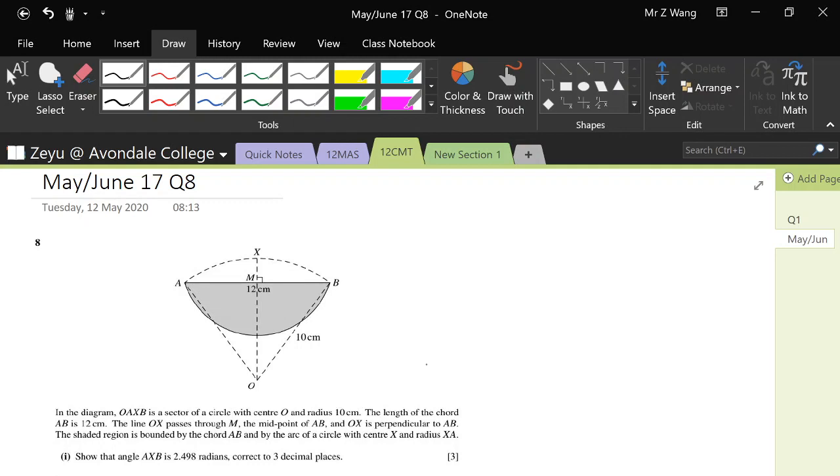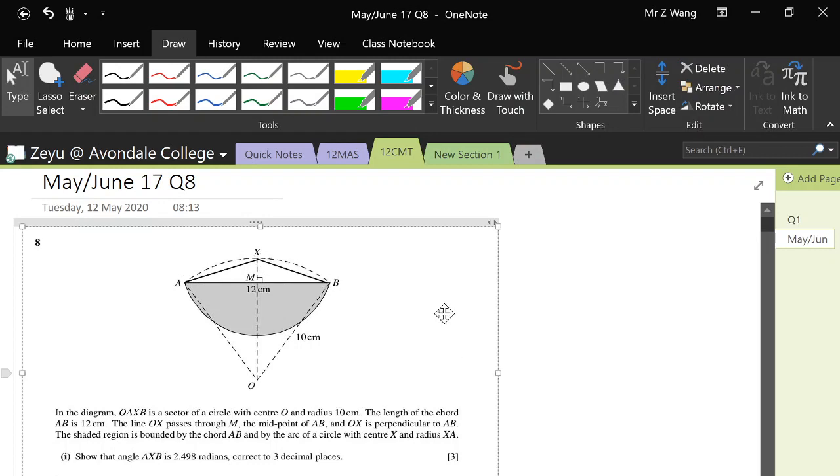So the first question says show the angle AXB is 2.498 radians. You have to first identify where is angle AXB. Angle AXB is here, right? That's angle AXB. I have to draw it more accurately. To figure out angle AXB, you literally have to find some other quantities.